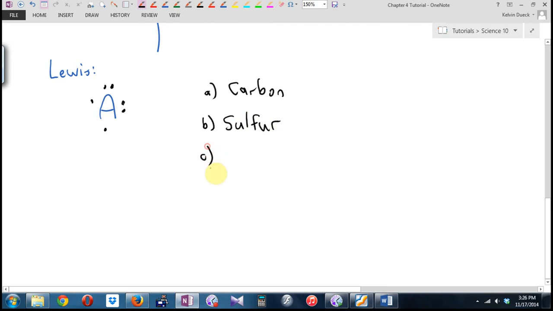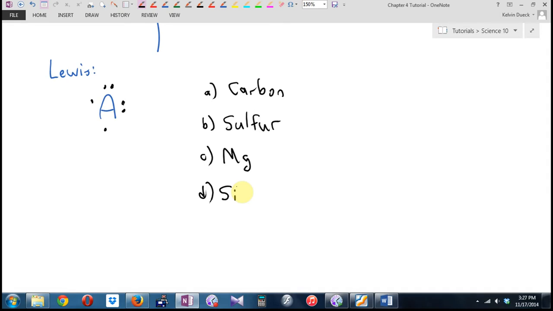I could say there's a mystery element. I'll call it element, I need to use a letter that's not used at all. Suppose there's mystery element A, and I tell you its Lewis diagram looks like this. Which of the following could it possibly be? Could it be, or could it be, C, B, A, D?